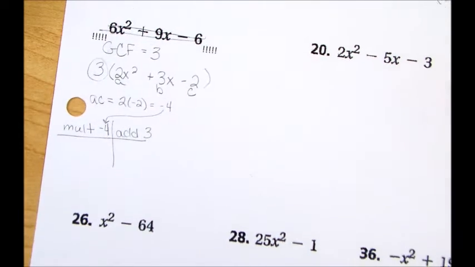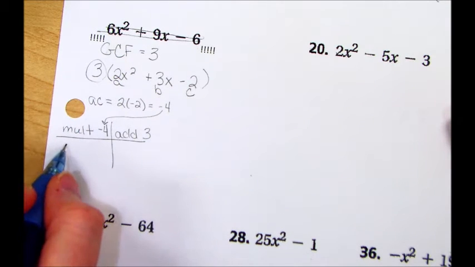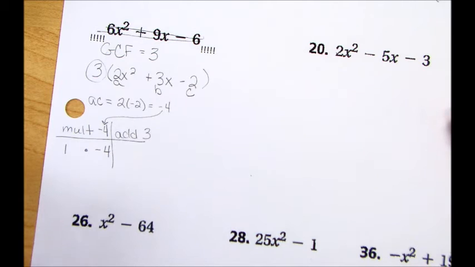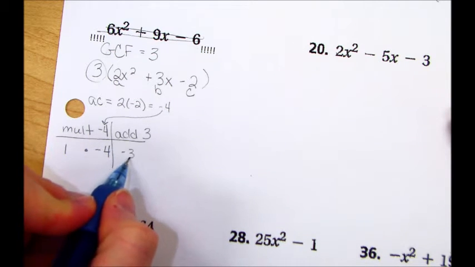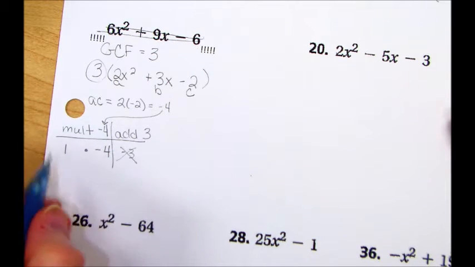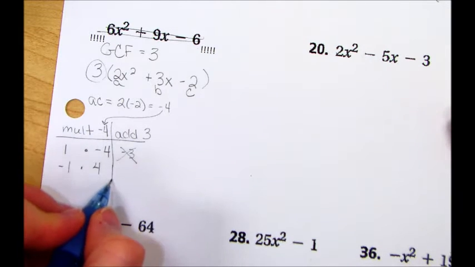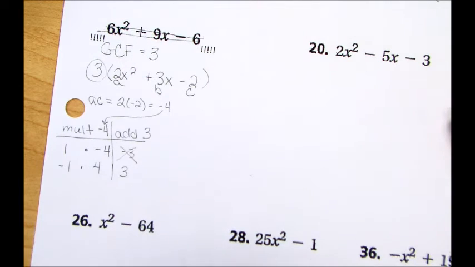So I know that 1 times negative 4 makes negative 4. But unfortunately, that adds to negative 3. If I switch my signs, negative 1 times positive 4, that will add to my positive 3. These are the key numbers, and they will each get an x or whatever variable is in your problem.